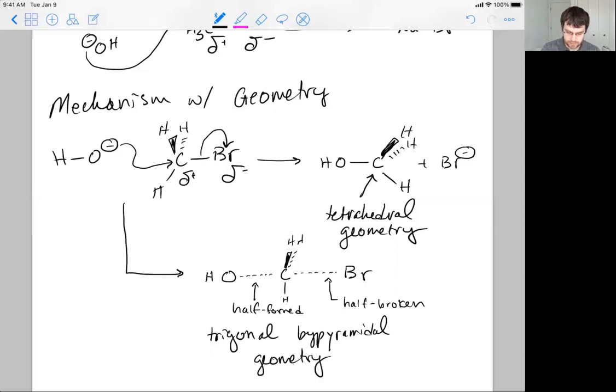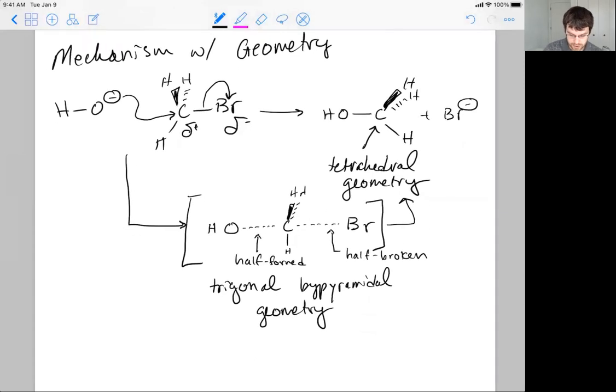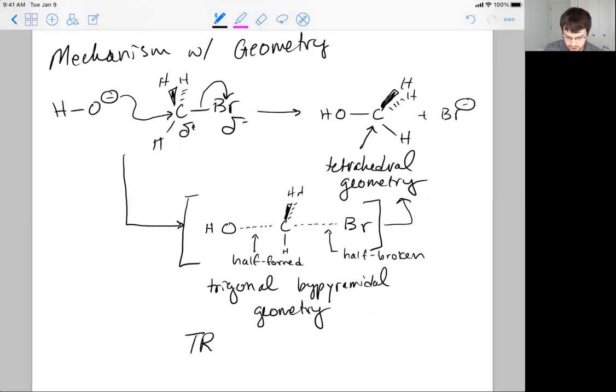And this is the halfway point between the starting materials and the products. Note there are no intermediates for this reaction. And as a result, we just go from starting materials to products. Halfway between the two, we get to this point where we have half-formed bonds between the nucleophile and the electrophile and half-broken bonds between the electrophile and the leaving group. We would call this intermediate point the transition state.